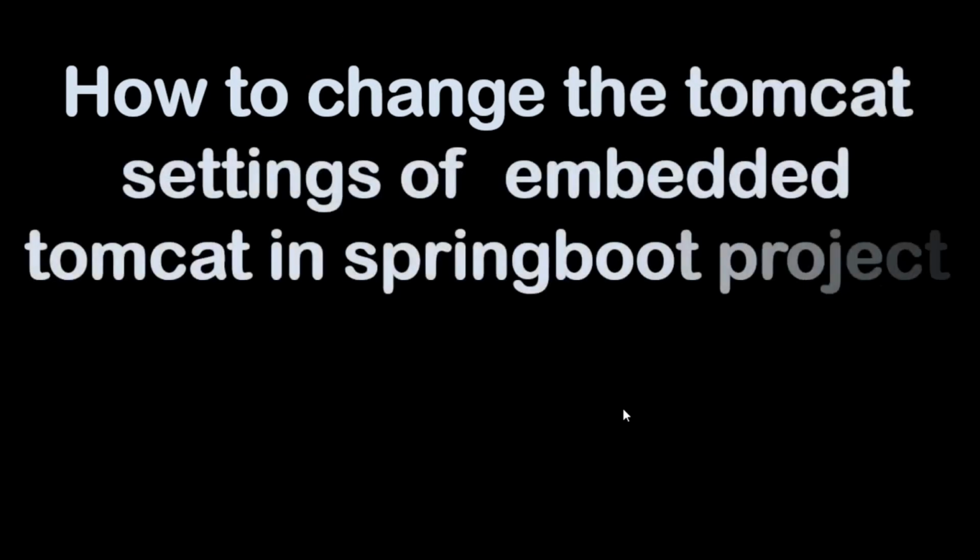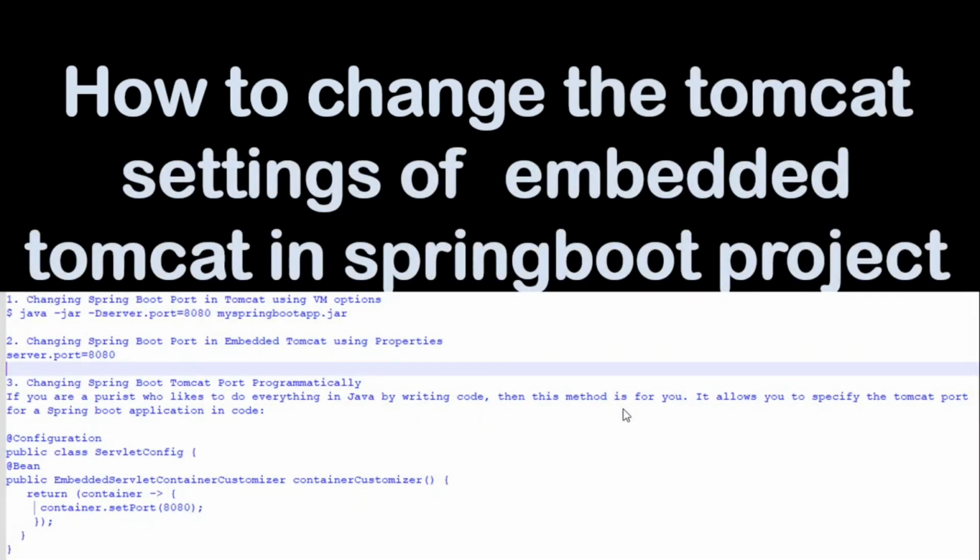Coming to the next question: how to change the embedded Tomcat settings of Spring Boot in a Spring Boot project? As far as I know, we can do it in three ways. One, changing the Spring Boot port in Tomcat using VM options. I have given the option here as well.